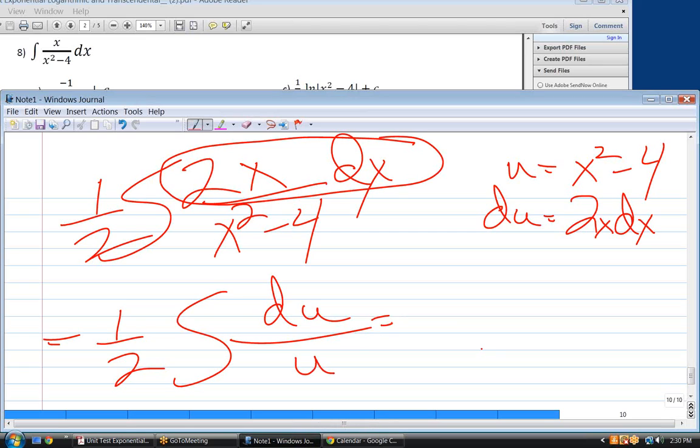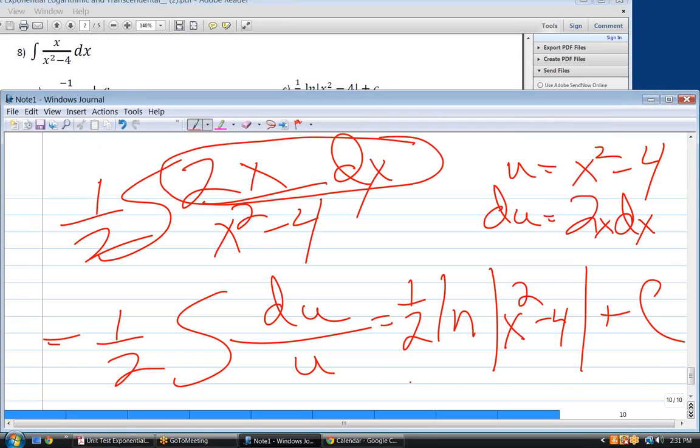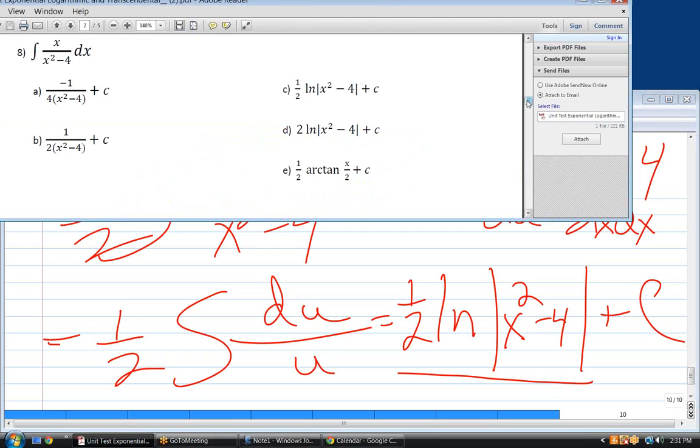What's the integral of 1 over u? The integral of 1 over u is the natural log of u. So that's the natural log of x squared minus 4, the 1/2 goes there, and I have a c that goes there. There's various ways that answer could come up. It looks like this, but I could also take that 1/2 and make it a square root. So it might look like the natural log of the square root of x squared minus 4. So there's always lots of different ways to represent log answers when you have a coefficient in front. You can turn it into an exponent if you want. Okay?